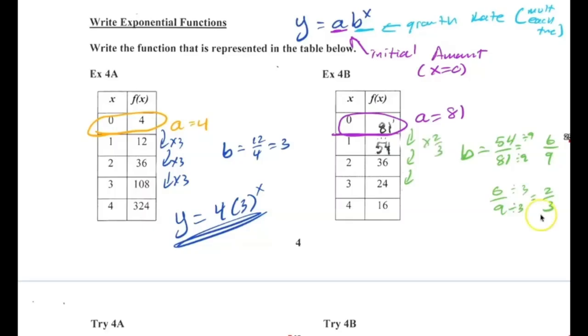And you can double check your work. If I multiply 54 by 2/3, you will get 36. My equation here is going to be y equals a, which is 81, times b, 2/3, to the x. This one's a decay, which makes sense. It's going down each time. It's decaying. This one's a growth. It's going up each time.